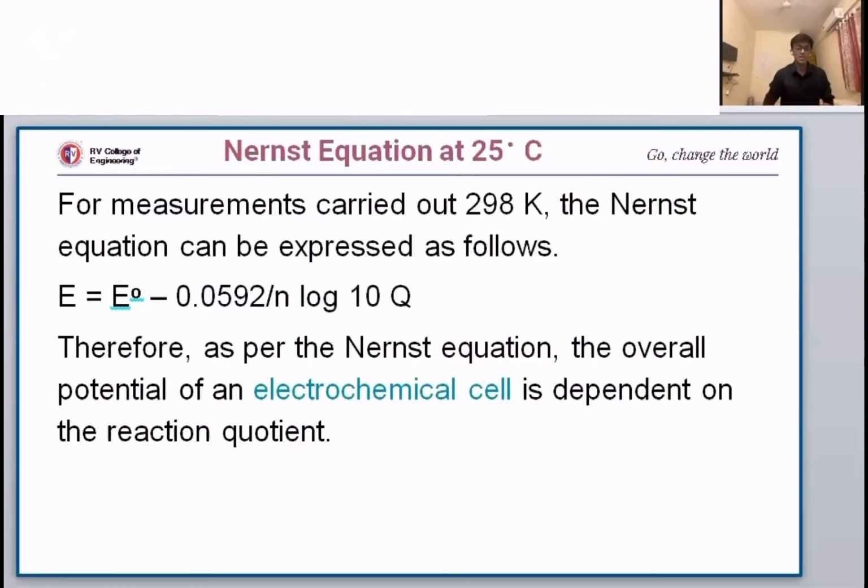Now, the Nernst equation at 25 degrees Celsius, basically 298 Kelvin, is expressed by E is equal to E naught minus 0.0592 upon n, that is the number of electrons, into log 10 Q. Q is the reaction quotient, which I have already told you. Therefore, as per the Nernst equation, the overall potential of an electrochemical cell is dependent on the reaction quotient.